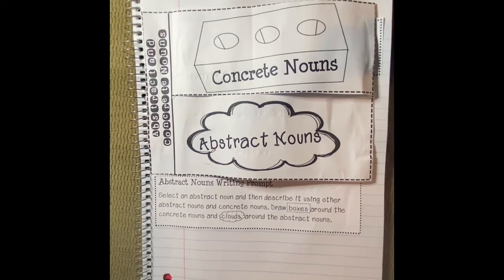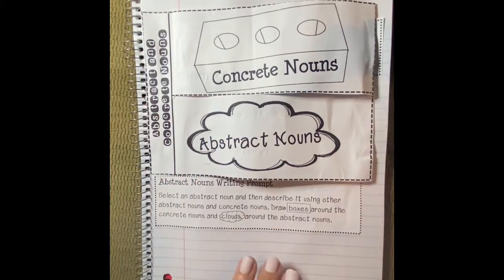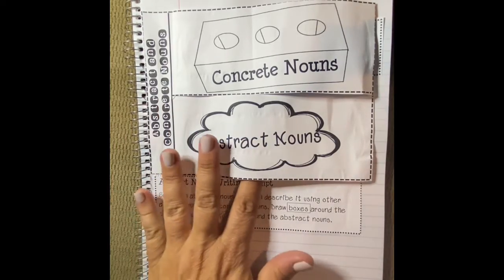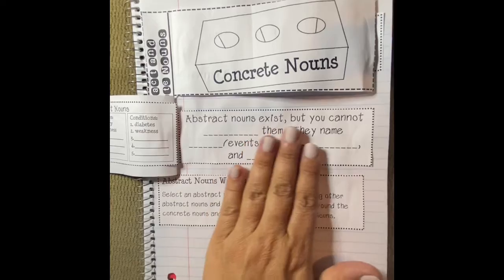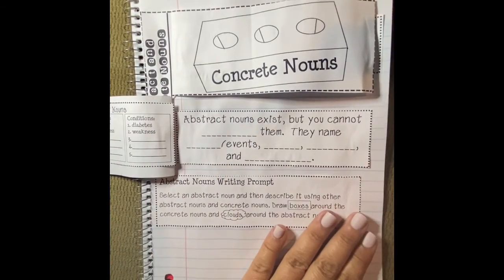All right, we have talked about different kinds of nouns. We've talked about common nouns and proper nouns and collective nouns. So now we're going to put our nouns into another category of concrete and abstract nouns. You should already have your notebook put together with your flaps cut and glued, with our definitions and our examples under the flap, and then our writing prompt at the bottom of your page.